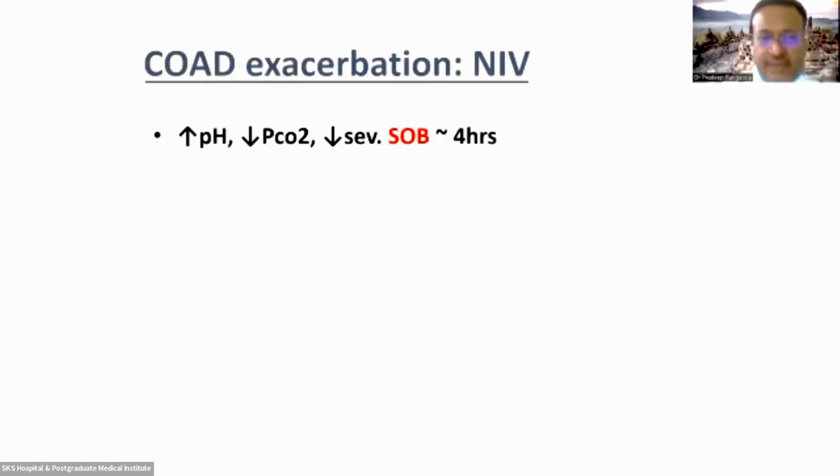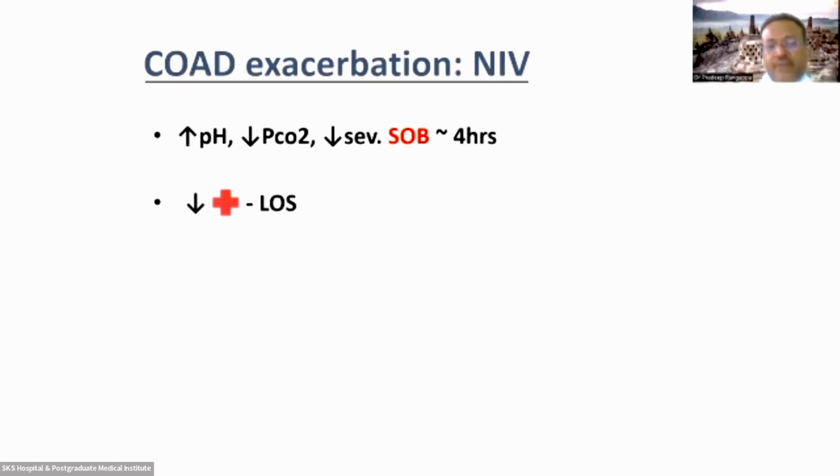So when we are dealing with a patient with COPD exacerbation, our aim is obviously to improve the pH, because these patients will have acidemia due to high CO2. Our aim is to reduce the CO2 in these patients, and to reduce the shortness of breath or the work of breathing. All these targets have to be carefully monitored every hour, and a call has to be taken whether NIV is helping the patient and alleviating their symptoms.